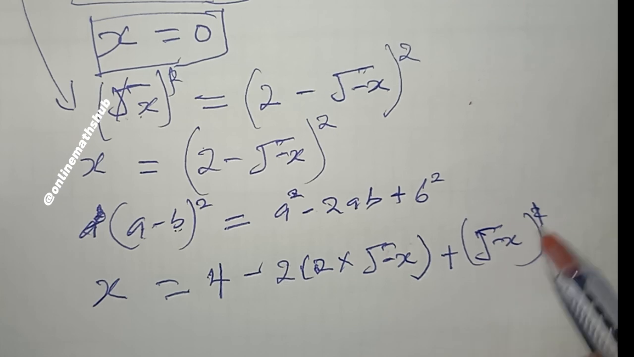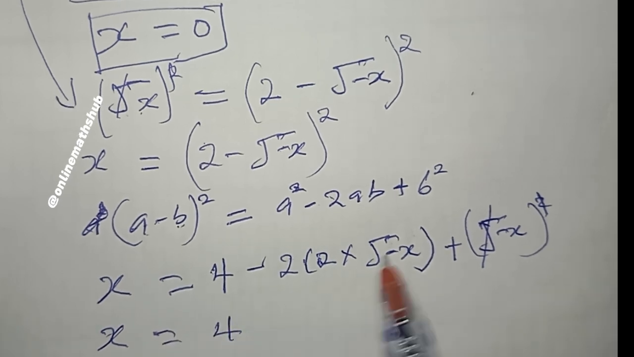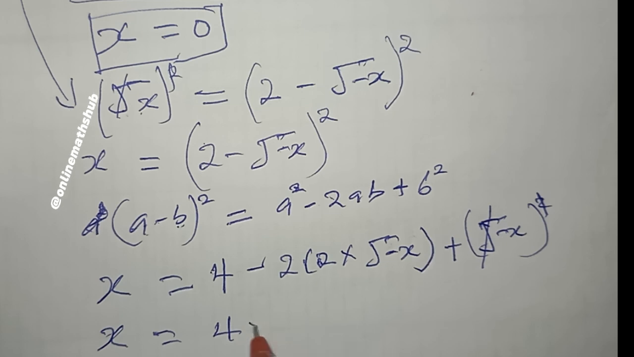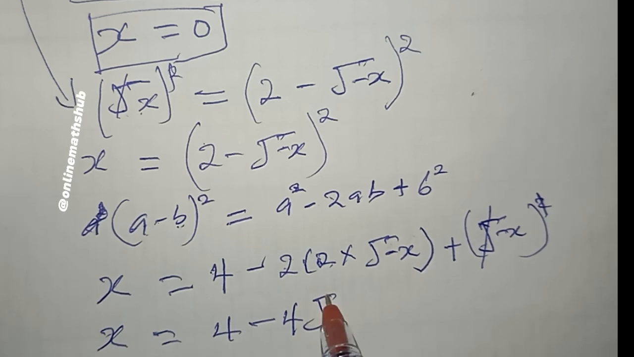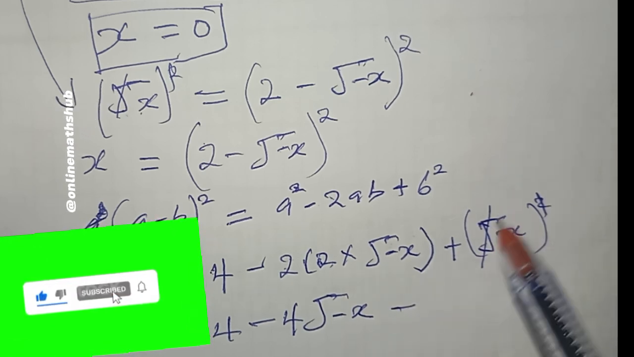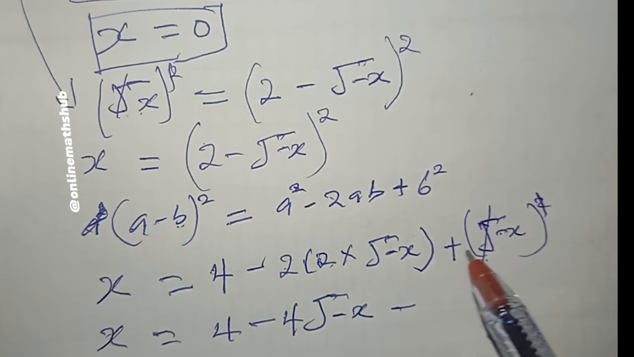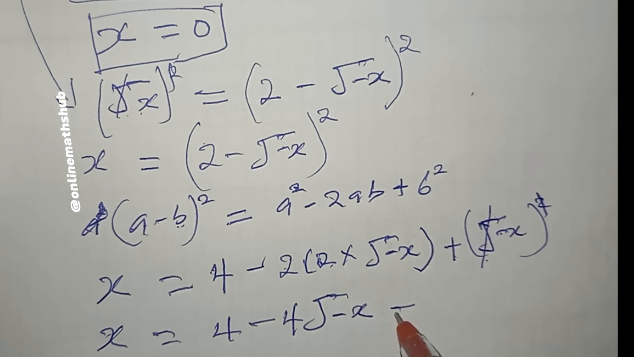So of course these two cancel this square root, and then obviously x is going to be equal to 4 minus, so 2 times 2 here is 4, and then times root negative x. Okay, and then of course since this 2 has cancelled this square root, negative multiplied by this positive, I have negative x left, right then.